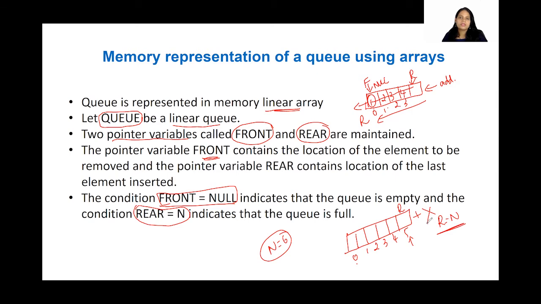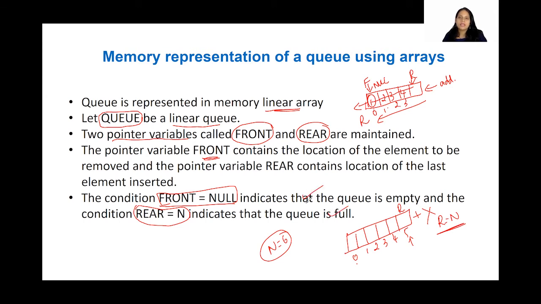It's not possible. So this is the condition for overflow, which means my array has reached its maximum possible capacity, and if at all I still try to add any element, I cannot handle it. So this is an overflow condition. So rear is equal to n indicates that the queue is full. So these are the two conditions you need to remember.